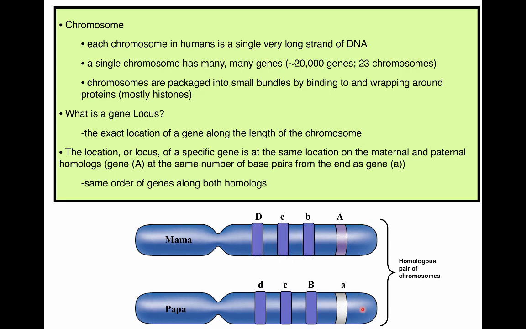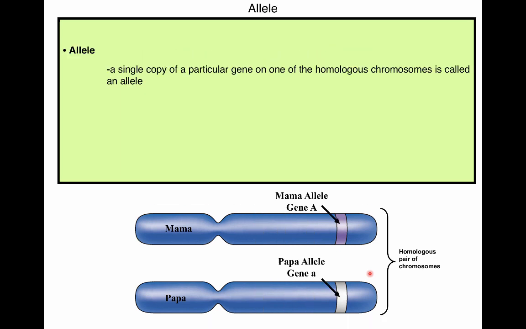And because of that, the order of genes is the same. So if this is the order of genes on a particular chromosome, gene A, B, C, and D, it's the same exact order and orientation on the paternal. So two homologs have the same order of genes along their length.